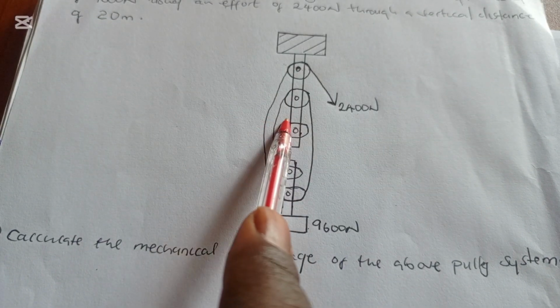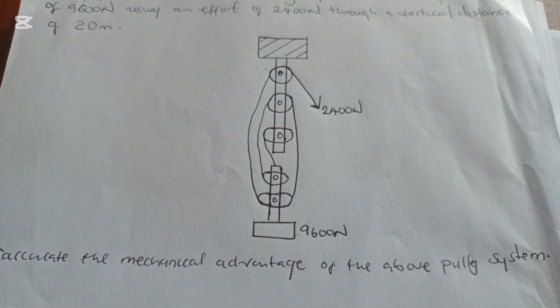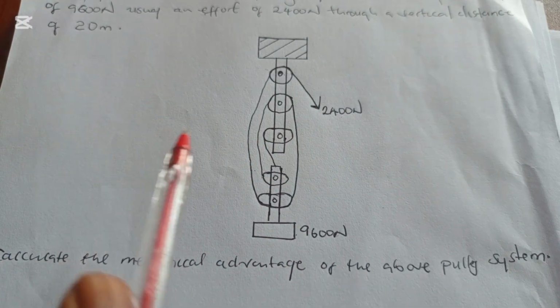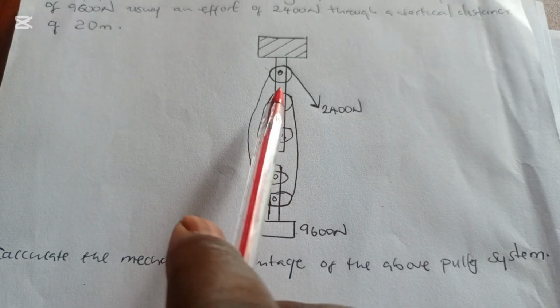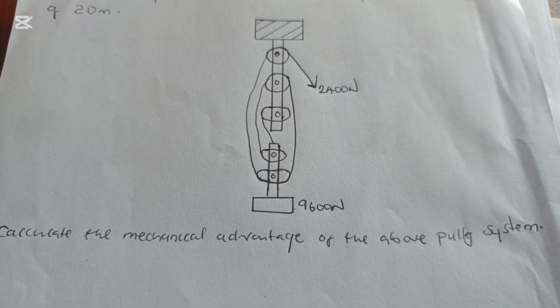So 1, 2, 3, 4, 5. So here the answer is 5, so VR will be 5. Or you can count the number of circles: 1, 2, 3, 4, 5, to get the same answer. So I'll go straight to question number 1.